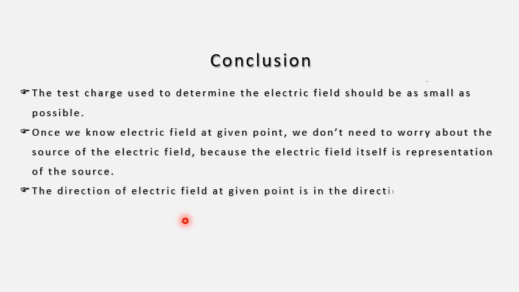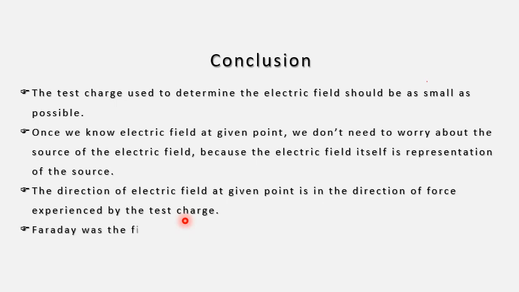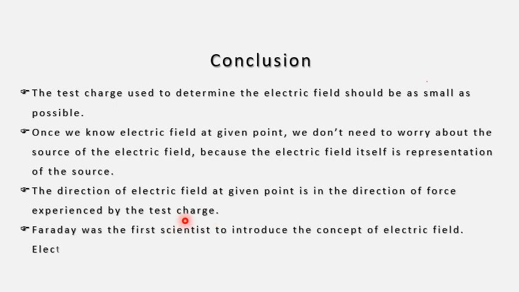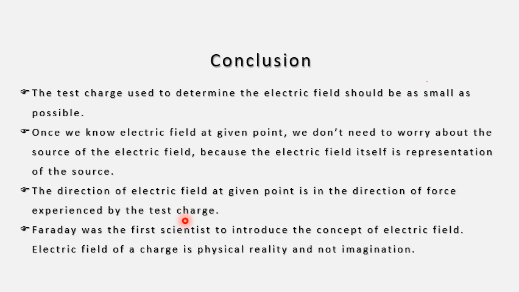Third, the direction of the electric field at a given point is the direction of force experienced by the test charge. So in whichever direction the test charge tries to move is the direction of the electric field. And lastly, this was first elaborated by the scientist Faraday, and one thing we should not forget about electric field is that it is a physical reality. Though we may not be able to see the electric field, it doesn't mean it is not in existence. Electric field is very much existing, and it is not an imaginary concept. It is a physical reality. Okay, so with that we conclude. Thank you.